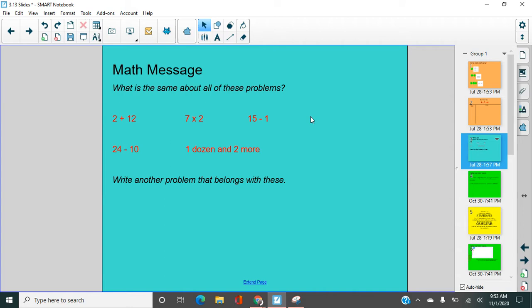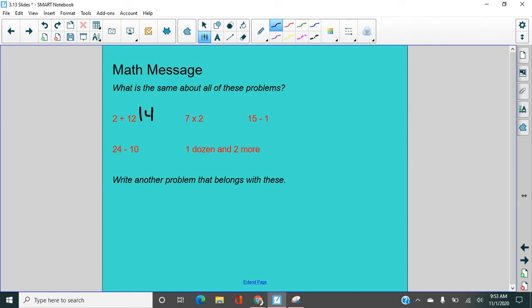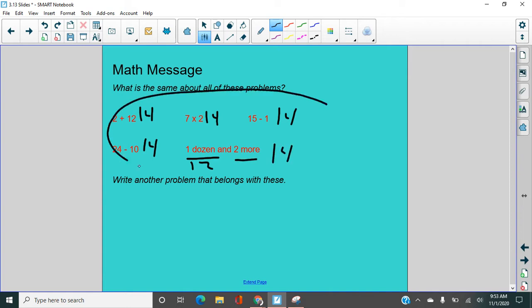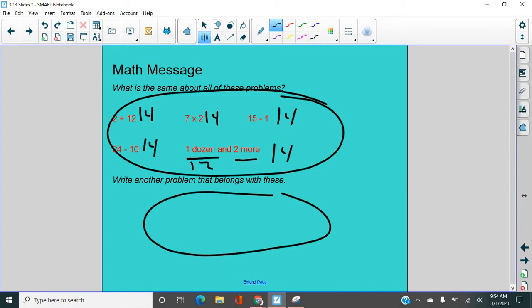Yeah, right? They all do. You know what they all equal? I hope you said 14. 2 plus 12 is 14. 7 times 2 is 14. 15 times 1 is 14. 24 minus 10 is 14. 1 dozen, right? That's a 12. A dozen is 12, like a dozen eggs. And 2 more equals 14, right? These all equal 14. What's something else that would equal 14?